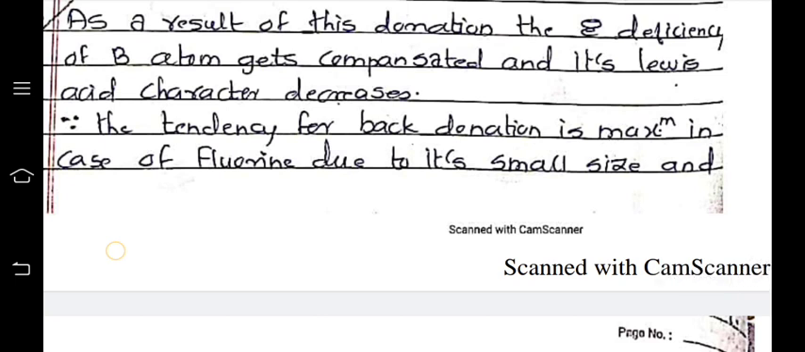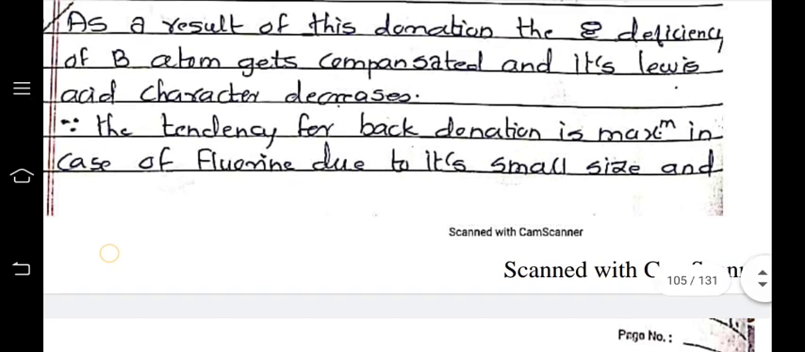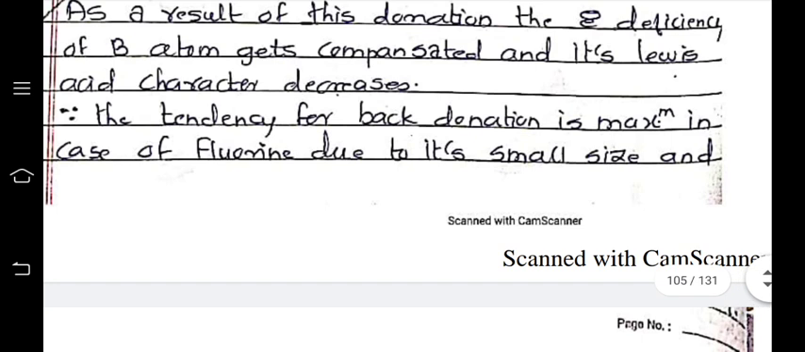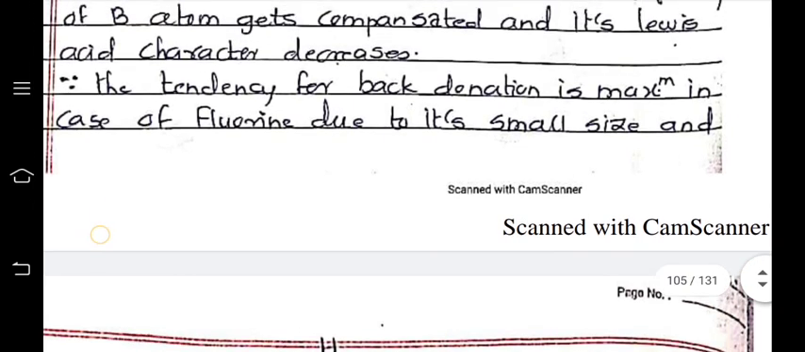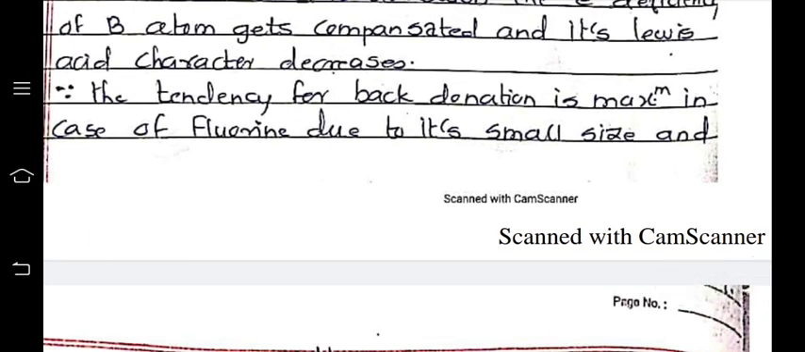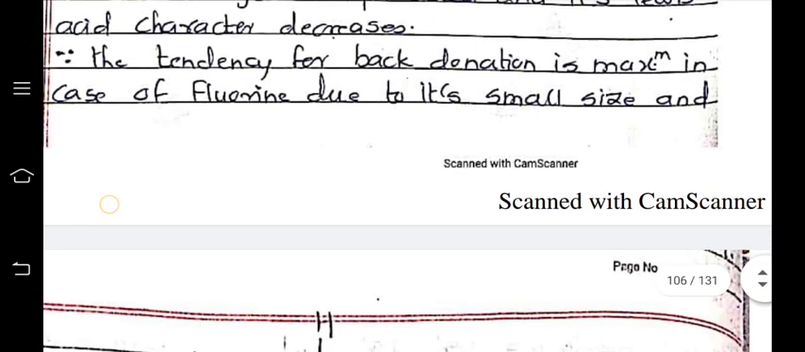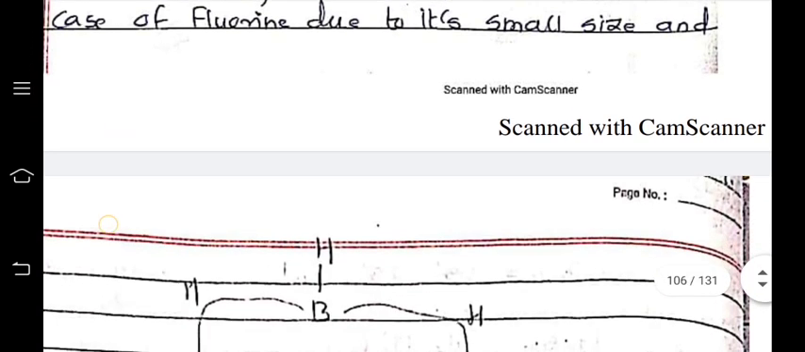The tendency for the back donation is maximum in case of fluorine due to its small size. The tendency of the back donation is maximum in case of fluorine due to its small size.